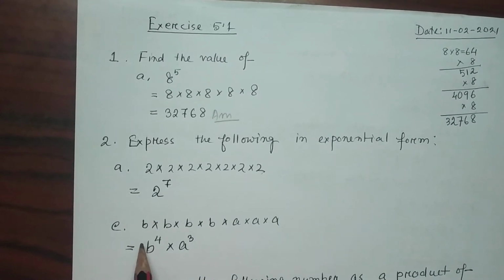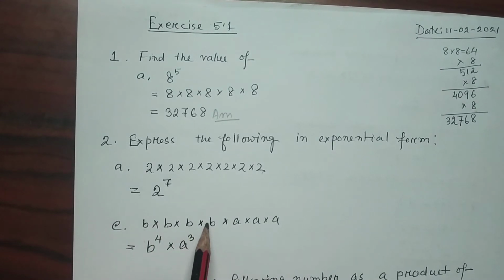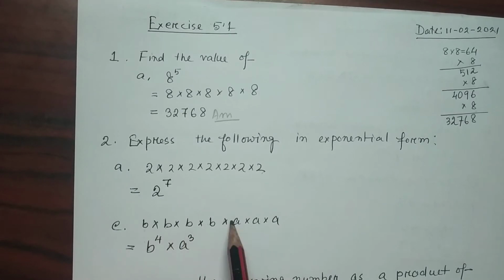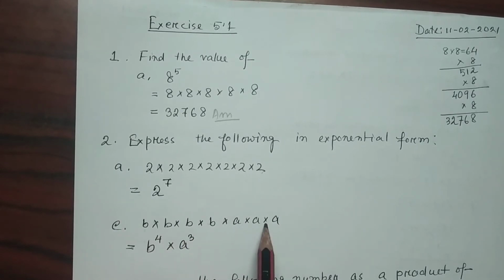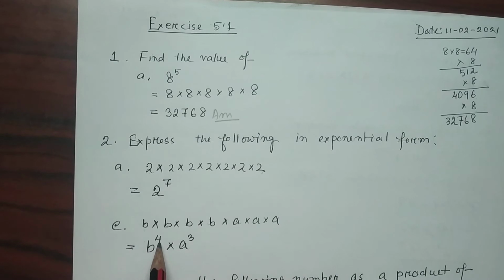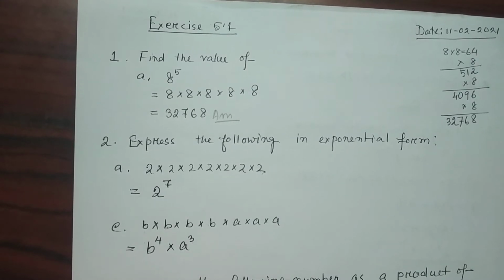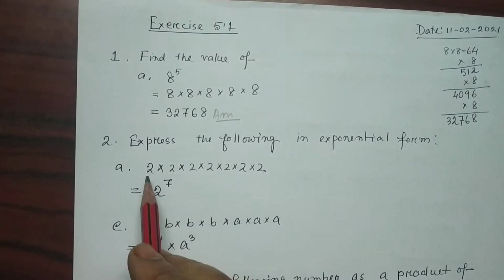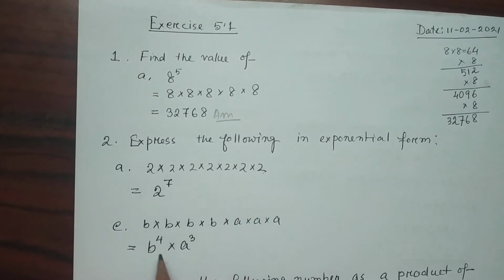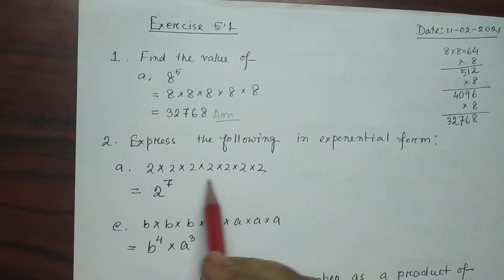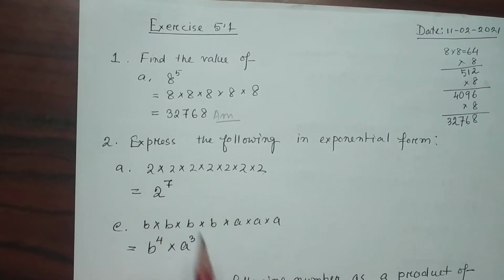Next, if it is given b into b into b into b, 4 times given b, and a into a into a. A how many times? 3 times. That's why b raised to the power 4. Why we write 4? Because here b is given 4 times, and a raised to the power 3, because here a is given 3 times. Can you express like this way? If it is given in factorized form, we can write in exponential form like this way. First you count how many times are given, that one we write as the exponent power.